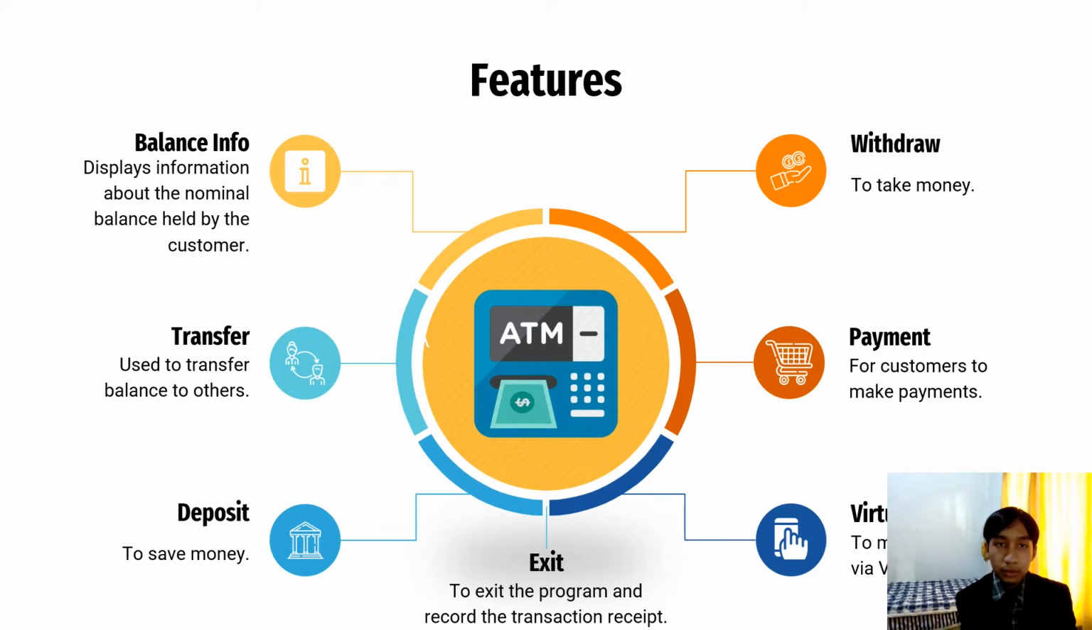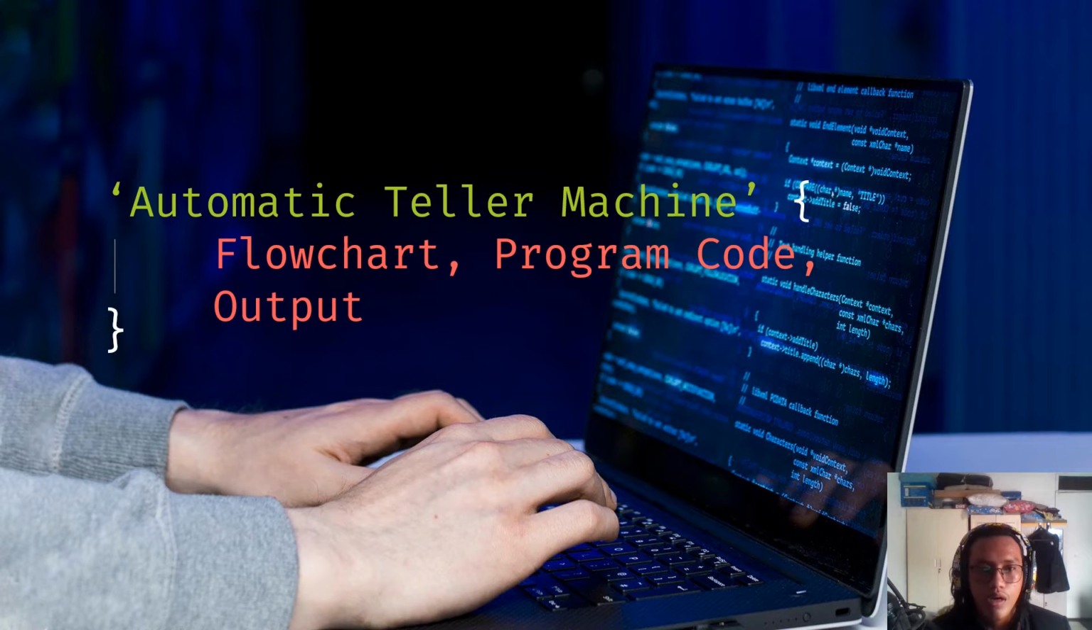In this program, we can use several features, including balance info to display information about the nominal balance left by the customer, transfer to transfer balance to others, deposit to save money, withdraw to take money, payment for customers to make payment, virtual account to make payment via virtual account, and the last is exit to exit the program and record the transaction result. Automatic teller machine: flowchart, program code, and output.